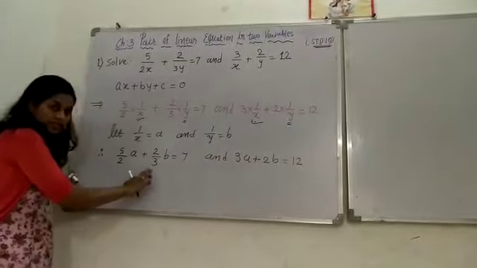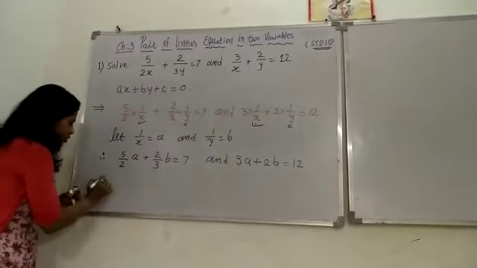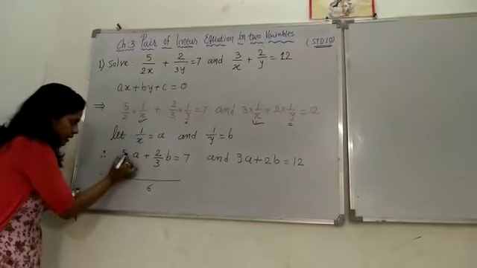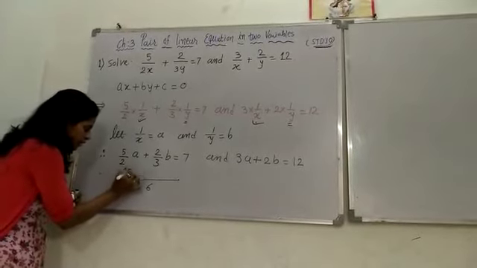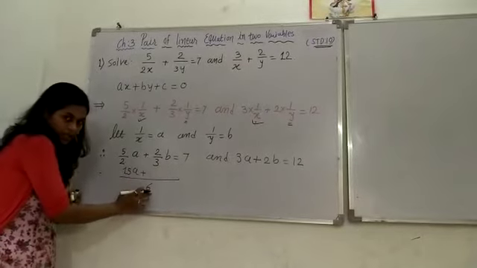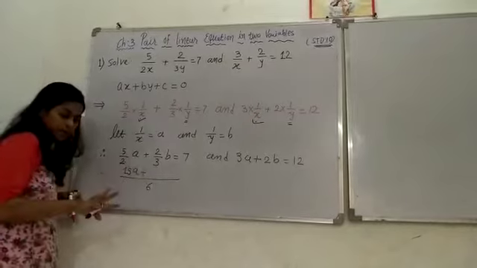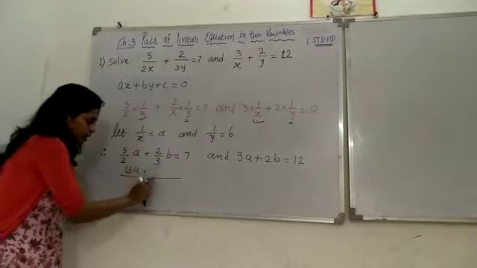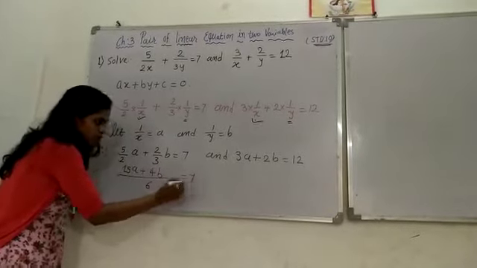Again, simplify this by taking LCM. So, the LCM of 2 and 3 is 6. So you can write 6 as your LCM. Multiply here by 3 because 2 3s are 6. So 5 3s are 15a. Same way, 3 needs to be converted to 6, so 3 2s are 6, so multiply by 2 here. Same method: divide by the denominator but multiply into the numerator. 3 2s are 6, so here multiply by 2. 2 2s are 4b, which is equal to 7.